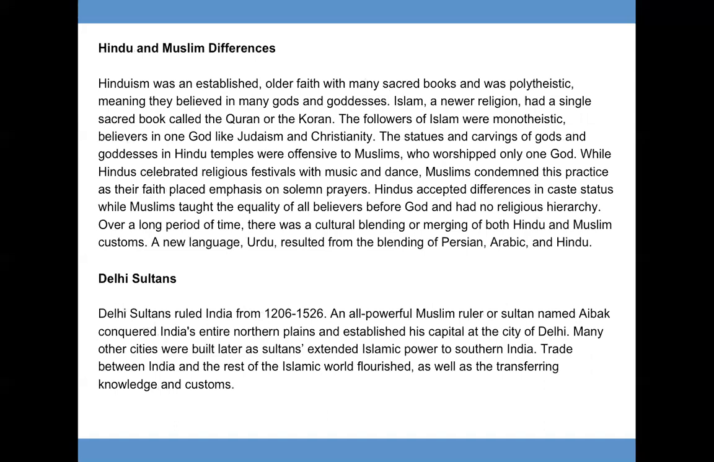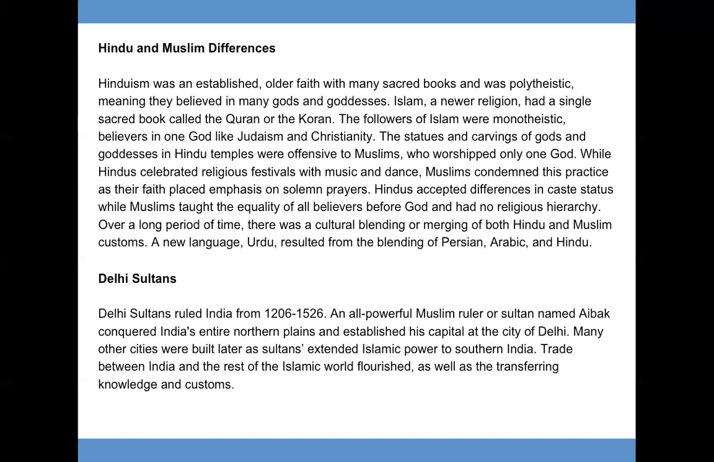Hindu and Muslim differences. Hinduism was an established older faith with many sacred books and was polytheistic, meaning they believed in many gods and goddesses. Islam, a newer religion, had a single sacred book called the Quran. Followers of Islam were monotheistic, believers in one God, like Judaism and Christianity. The statues and carvings of gods and goddesses in Hindu temples were offensive to Muslims who worshipped only one God.